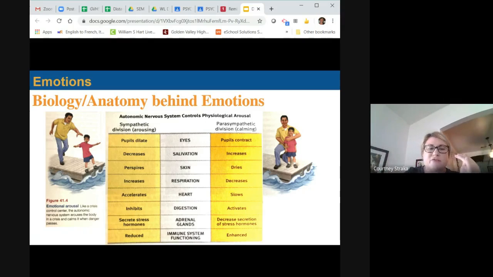On the other side, for the parasympathetic division, what might be some emotions on that side? Just relaxed and calm. What are the emotions though? Neutral. Okay, neutral emotion, absolutely. We saw that in the faces.